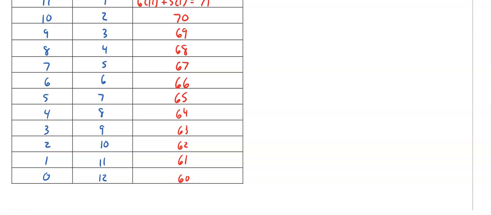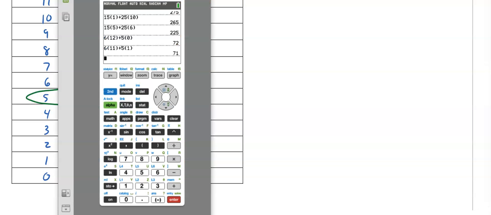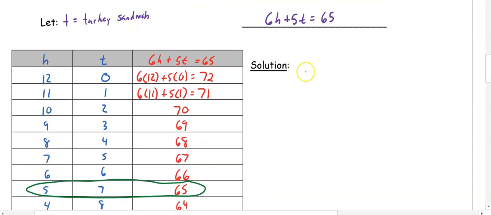We were trying to figure out when the cost is going to equal $65, which is this row. So I can double check. 6 times 5 plus 5 times 7 gets us $65. So our ordered pair here is 5, 7. So they ordered 5 ham and 7 turkey sandwiches.